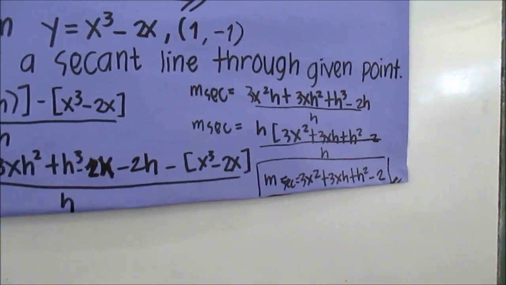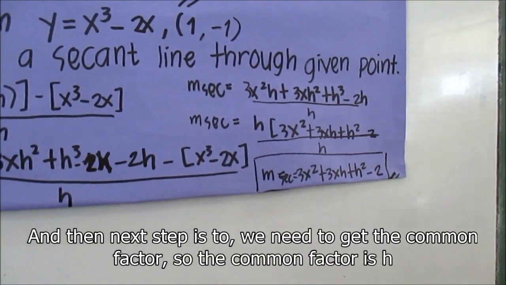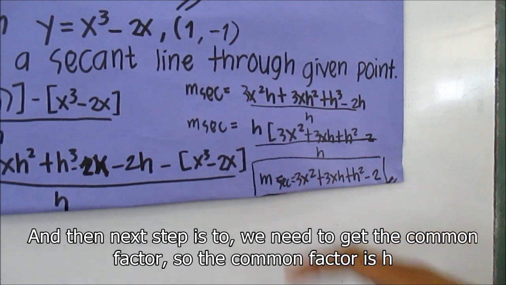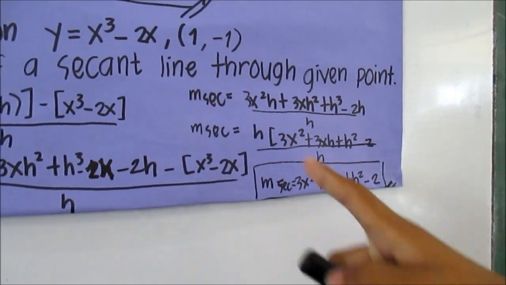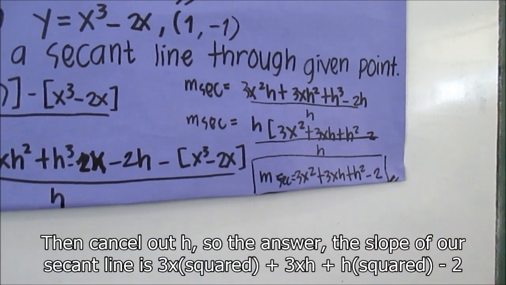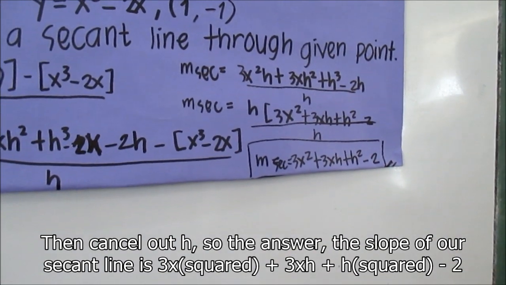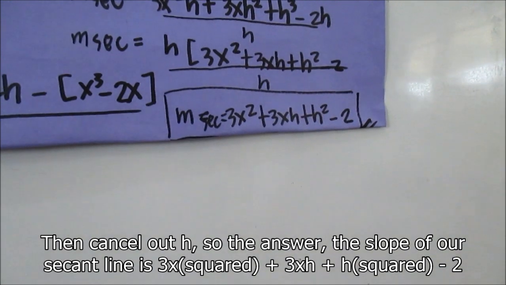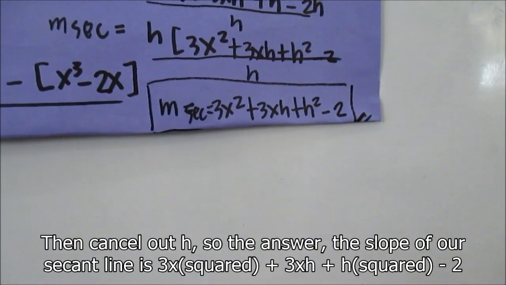And then the next step is we need to get the common factor. So the common factor is h. Then cancel out the h. So the answer, or the slope of our secant line, is equal to 3x squared plus 3xh plus h squared minus 2.